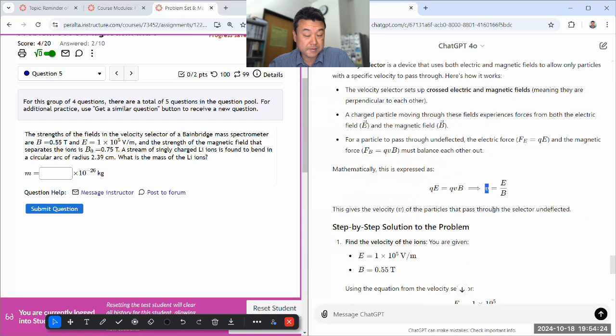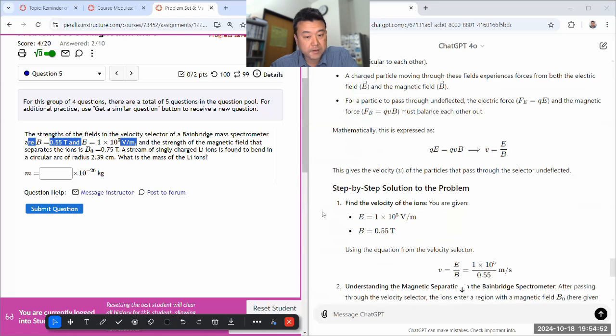Then v, it's kind of an amazing thing. You do electric field divided by magnetic field. Looking at these units, V/m divided by Tesla, you might not think it's meters per second, but yes, it is meters per second. So this is the description of the velocity selector. Giving you these two fields amounts to giving you the velocity of the ions.